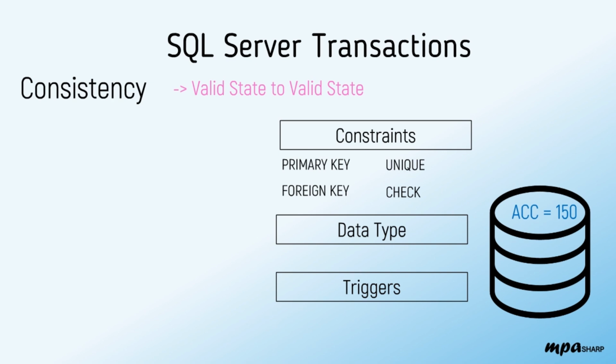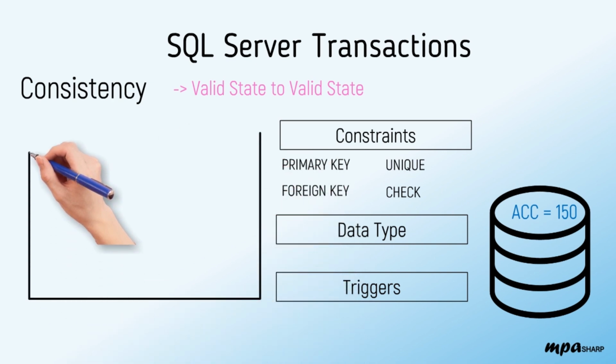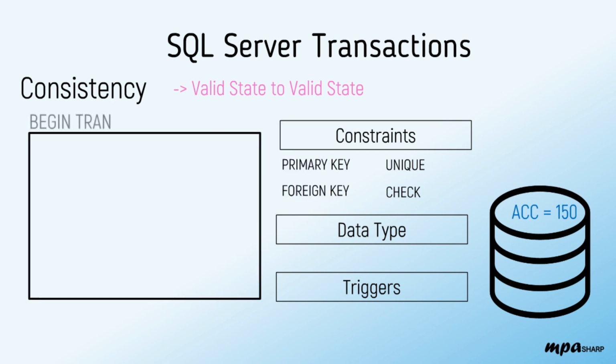For example, let's take our bank transfer example. Let's say you have a check constraint on the balance column of your account table that says balance cannot be less than 0. You try to transfer 200 from account A, which only has 150 as the balance.